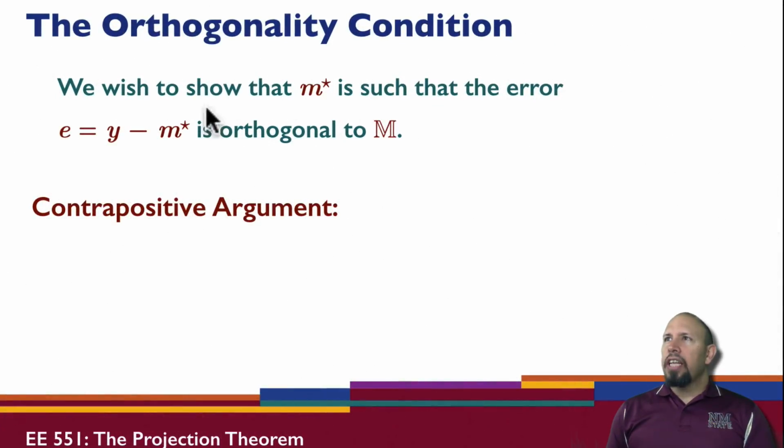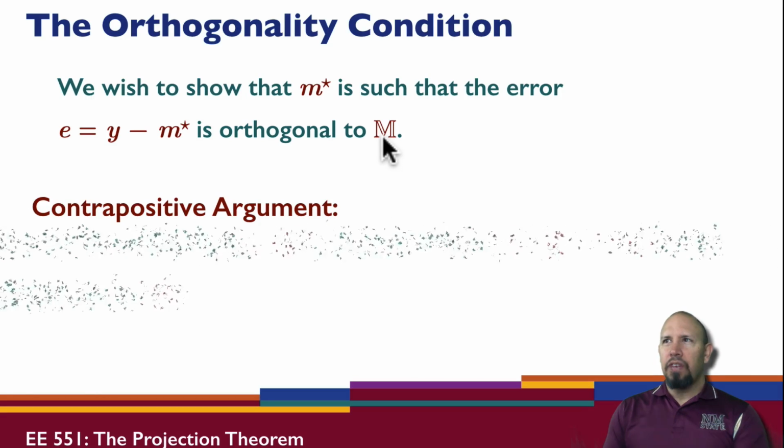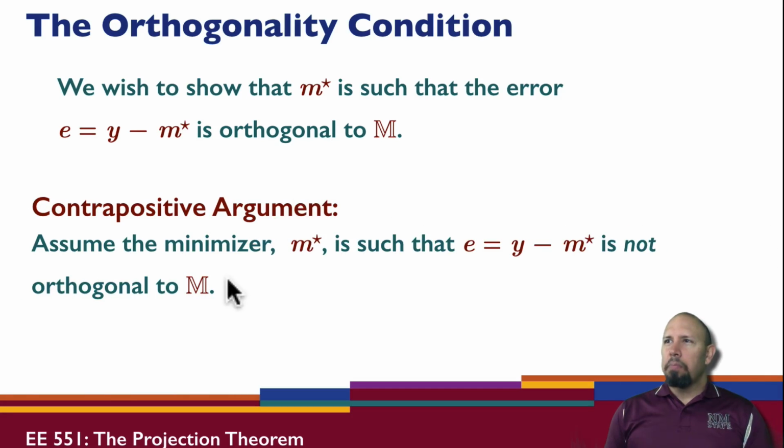So the orthogonality condition. We wish to show that the optimal is such that the error is orthogonal to M. And we're going to do this by contrapositive argument. So in talking about the proof, we're going to prove this by contrapositive argument, and the contrapositive argument basically would state it this way.